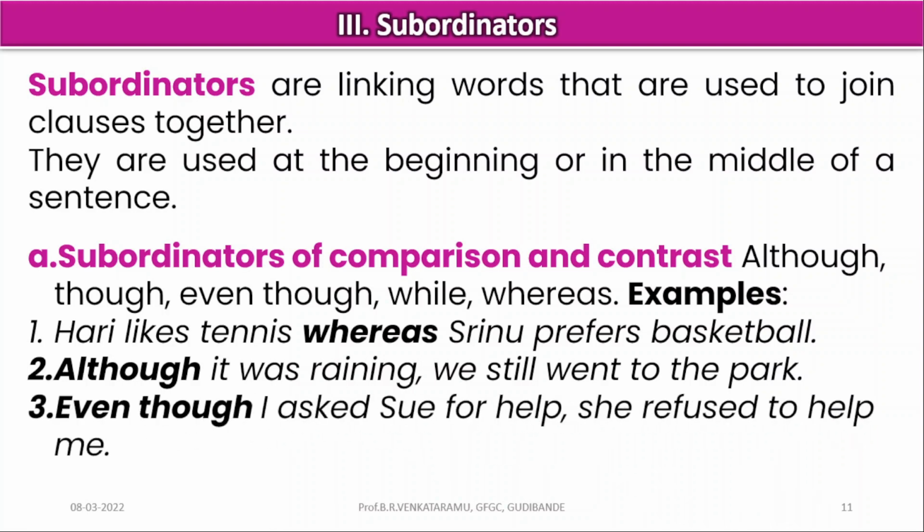In the third sentence, you can observe, even though I asked Sue for help, she refused to help me. In this sentence, I asked Sue for help is one part. She refused to help me is another part. These two parts have been combined by the use of even though. By the use of this even though, the sentence is going to contrast or compare the two parts.